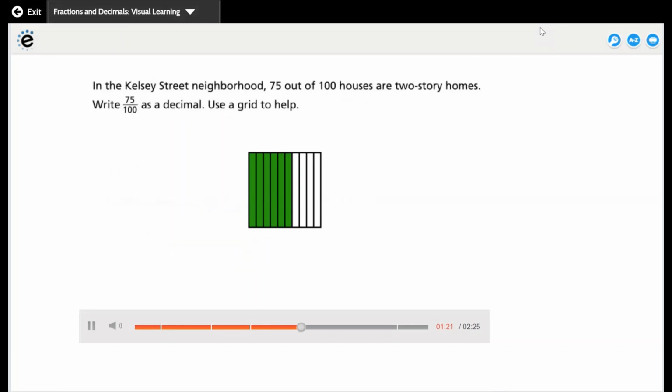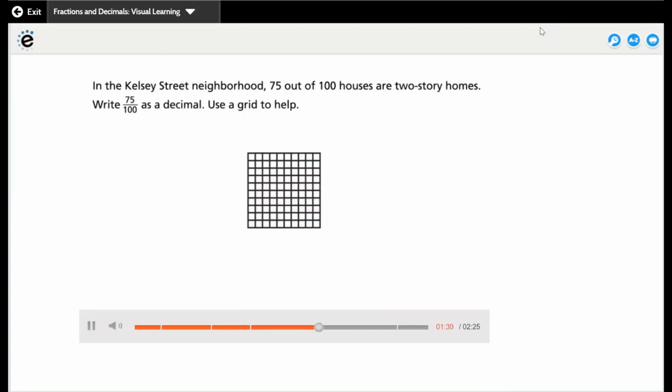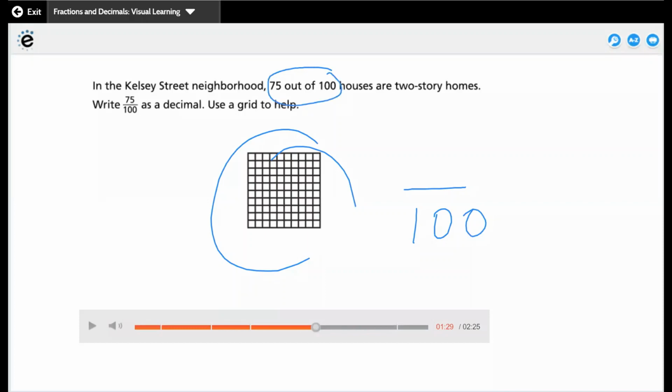In the Kelsey Street neighborhood, 75 out of 100 houses are two-story homes. Write 75/100ths as a decimal. Use a grid to help. In this grid, it is out of 100, so the squares mean out of 100. And 75 out of 100 means 75/100. If we want to write it as a decimal, as we know, the 100 has 2 zeros, so after the decimal point we should write 2 digits, which is the 75. Before it we have nothing, so we will write 0.75.